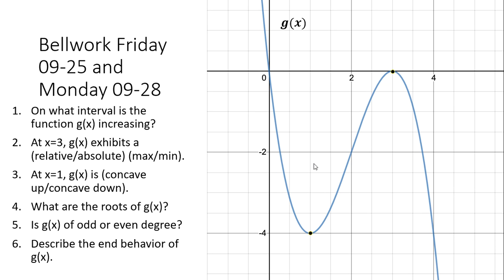So, going over our bell work here. This is also an excellent review for just general stuff for the quiz. A lot of you guys said that you're a little confused about graphs, so that's why I picked these 6 questions. So, let's get to it.